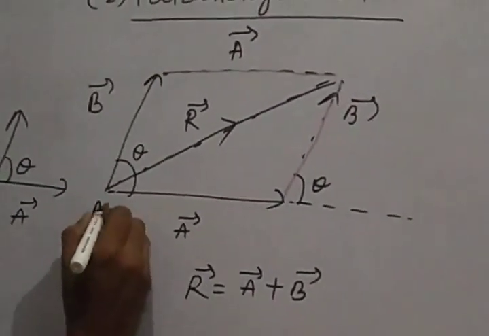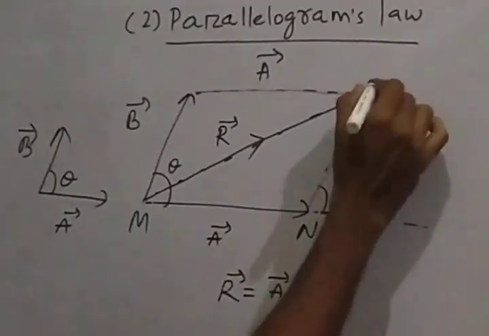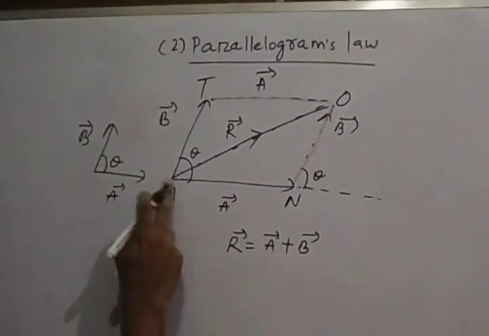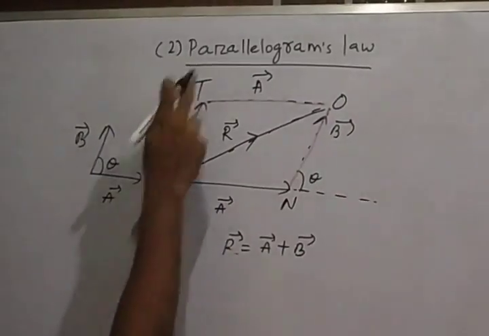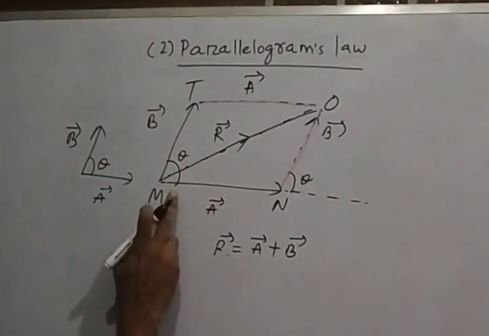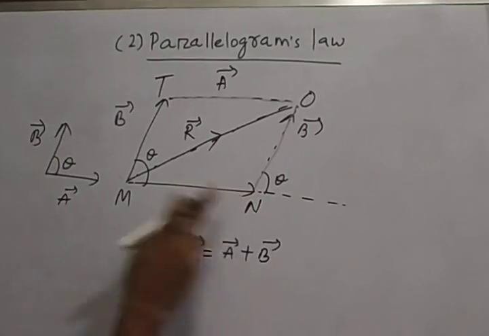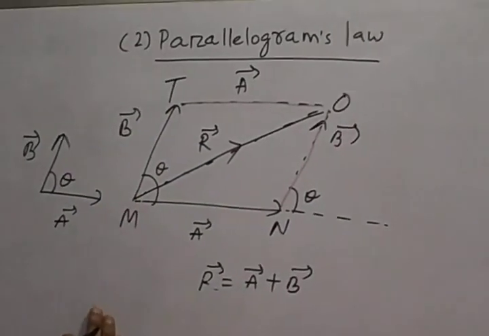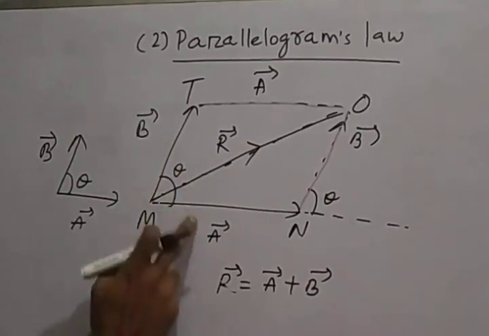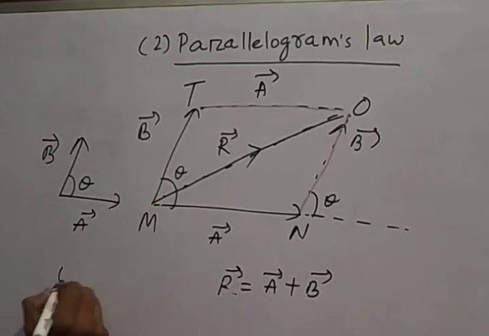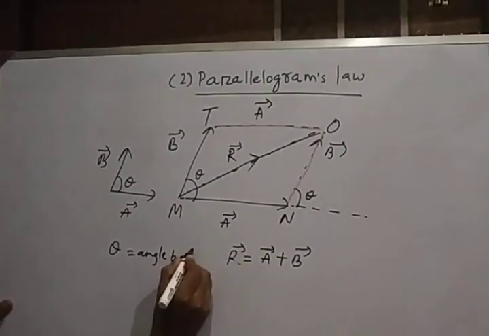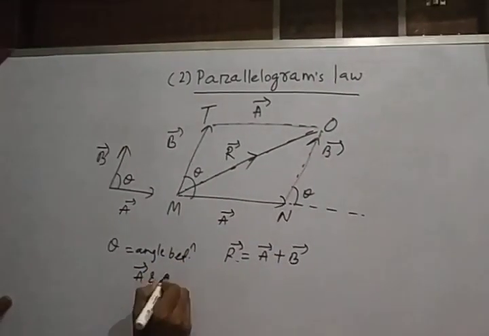Let's say this parallelogram is MNOT. So MN represents A vector and MT represents B vector. Basically MN is one side of this parallelogram and MT is another side of this parallelogram. So the angle between these two adjacent sides will be theta. Theta is nothing but the angle between A vector and B vector.